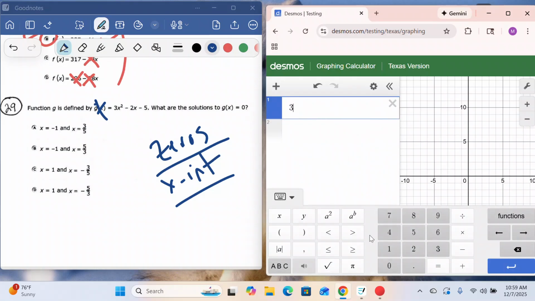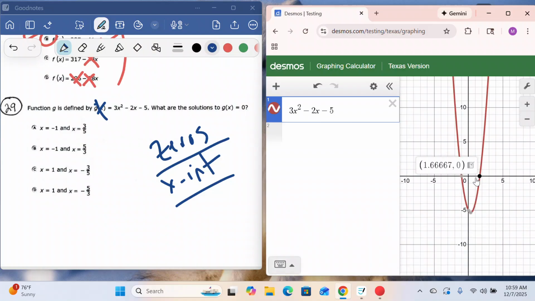So then I'm going to input 3x squared minus 2x and minus 5. And then I look at my graph. I look at my zero right here is 1.667, and I have -1. So -1, I know these two are wrong, so it can only be this one and this one.